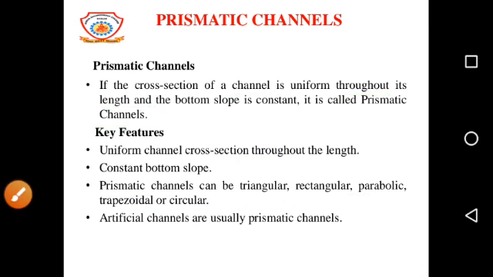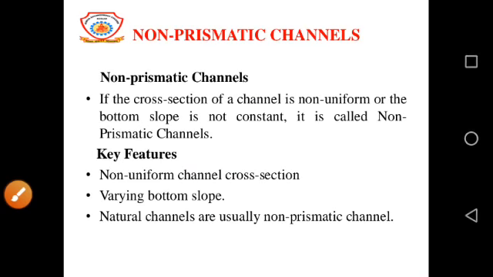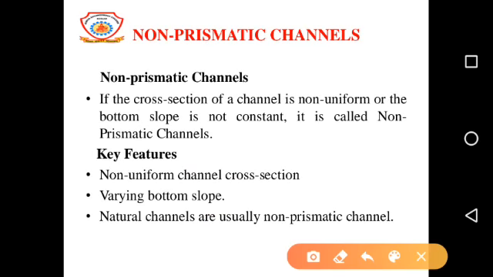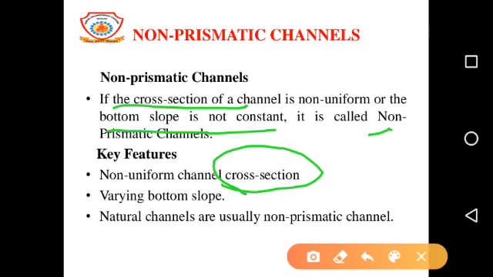Okay, now non-prismatic means if the cross section changes, okay, and the bottom slope is also not constant, then it is called non-prismatic. What are the key features? Key features are since non-uniform channels should not have the same cross section, it has various bottom slopes, that is the bottom slope changes, and the example is the natural channels, which are called non-prismatic channels.